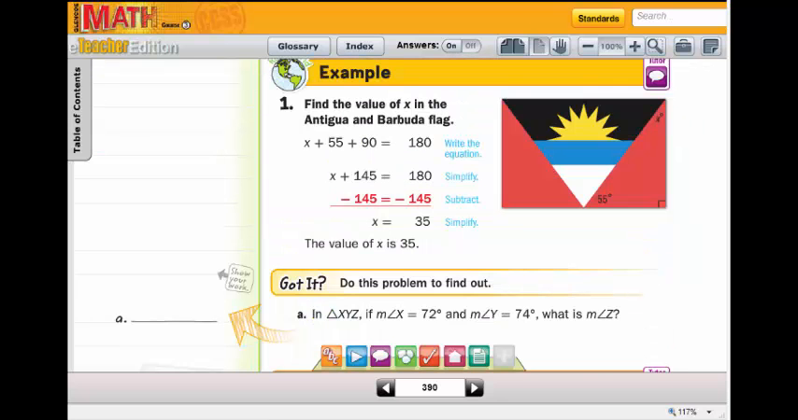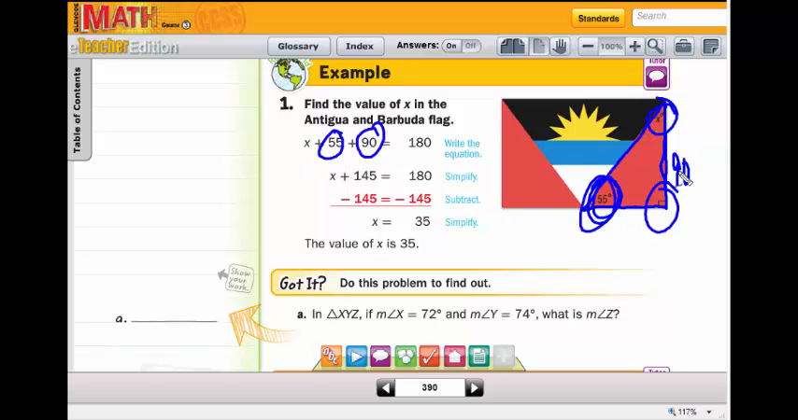Now let's take a look at one of these. Find the value of x in the Antigua and Barbuda flag. So we know several things here. We are given this triangle here to take a look at. The reason we know we're looking at this triangle is because we have an unknown x and we have two knowns. We have 55, and of course this little box here tells us that this is 90. So we know that x plus 55, here's our 55, plus the 90, which is right here, add those all up and we have to have 180.